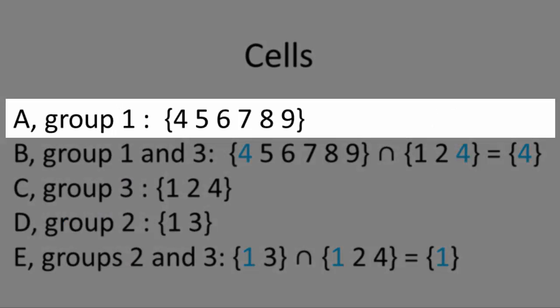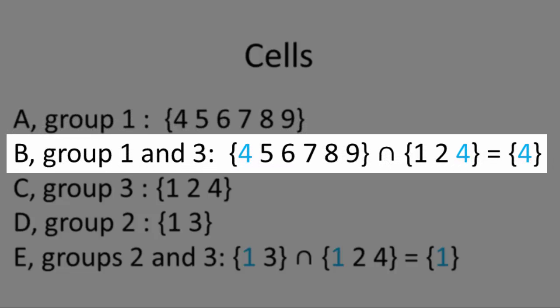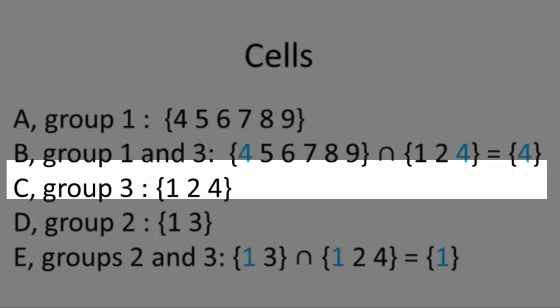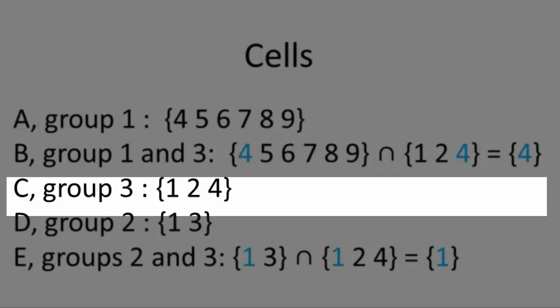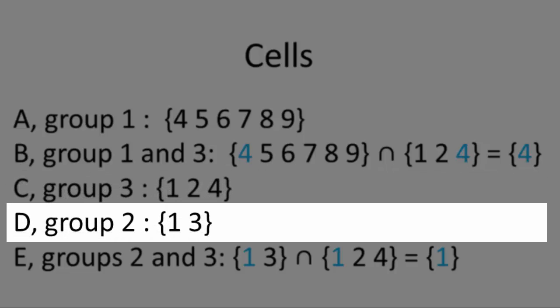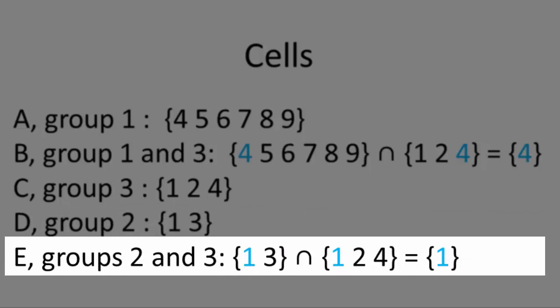So cell A in group 1 can only have the values in the set 4 to 9. Cell B in groups 1 and 3 can only have the values at the intersection of the set 4 to 9 and 1 to 4, that is, only the number 4. Cell C in group 3 can only have the values 1, 2, or 4. Cell D in group number 2 can only have the values 1 or 3. And cell E in groups 2 and 3 can only have the values at the intersection of sets 1, 3 and 1, 2, 4, that is, the value 1.